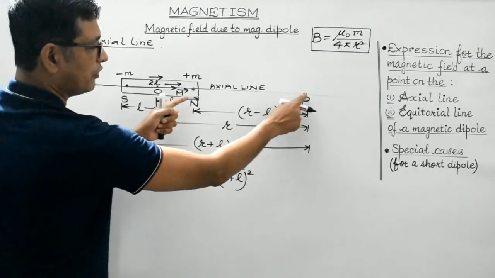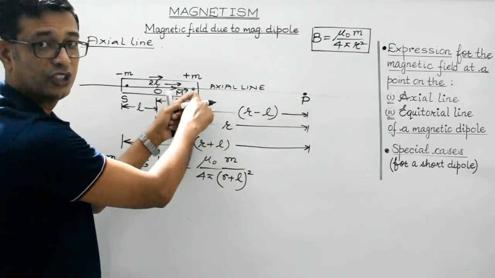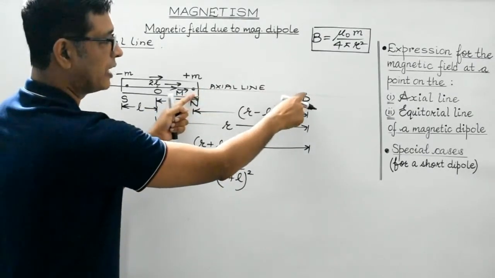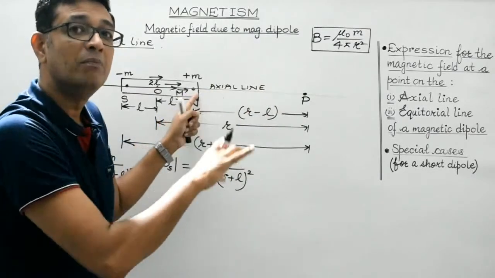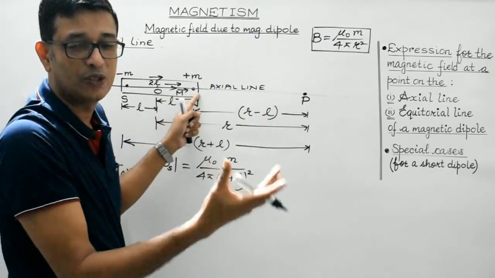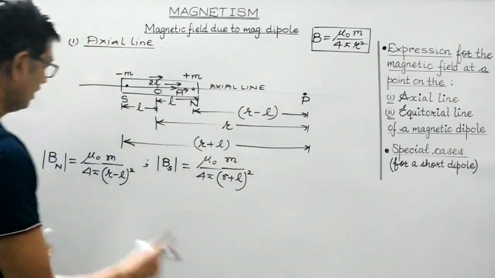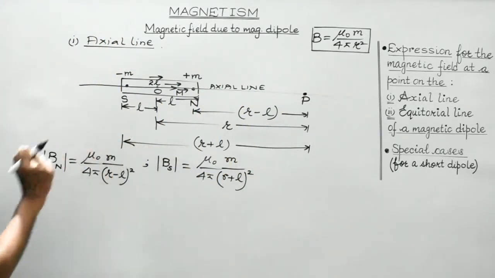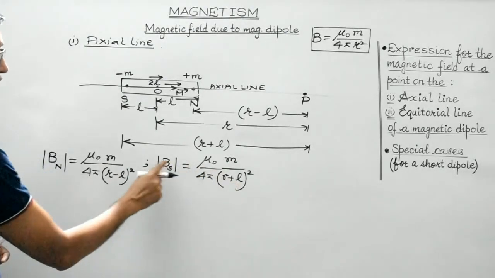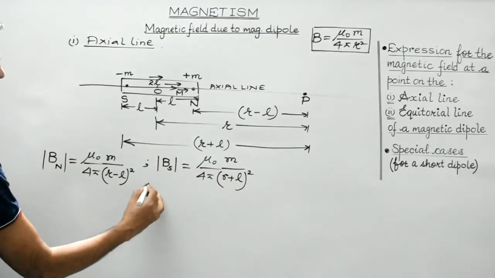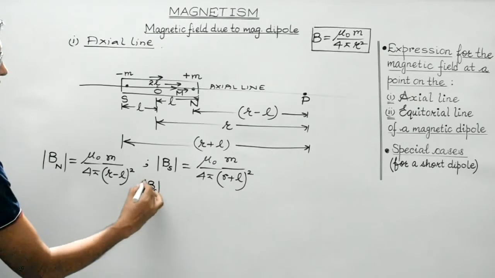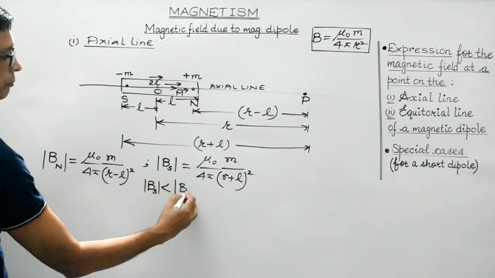Obviously, the observation point being closer to the north pole, the strength of the magnetic field at point P due to the north pole would be much larger as compared to the magnitude of the magnetic field at point P due to the south pole, isn't it? You can easily check. Numerator for both the cases is same. Here denominator is large, therefore Bs is less than Bn.